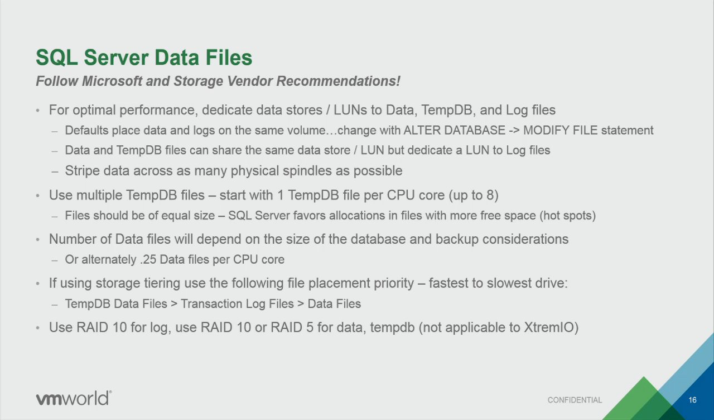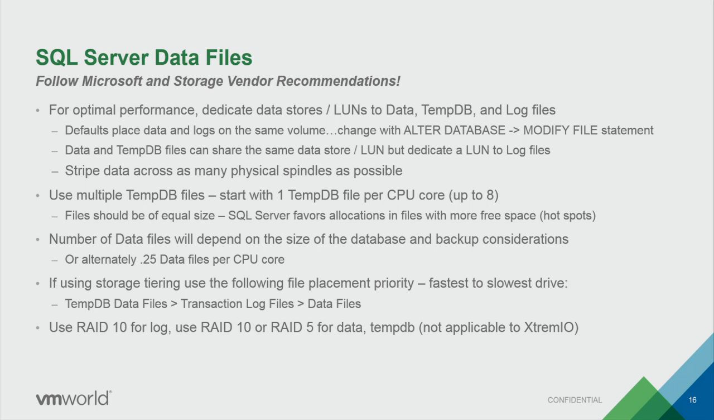It's obvious you want to stripe data across as many physical spindles as possible if you're not using an all-flash array. It's also recommended that you use multiple tempdb files. Standard practice is to use one tempdb file per core up to 8. I think beyond that, you start seeing performance taper off. So one tempdb file per core up to 8.